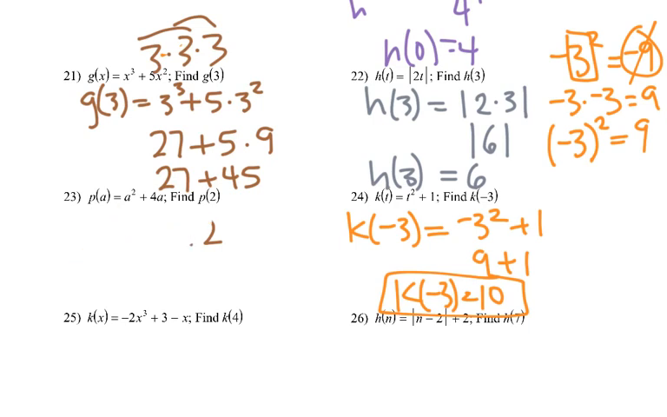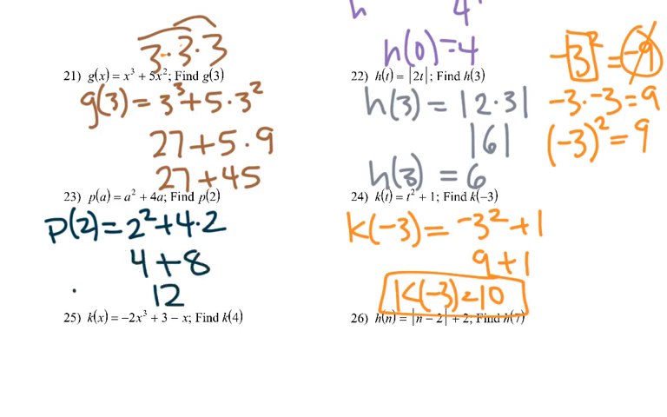Okay, now 23. So we've got p of 2 equals 2 squared plus 4 times 2. 2 squared is 4. 4 times 2 is 8. 4 plus 8 gives us 12. So p of 2 equals 12. Okay, now 25.